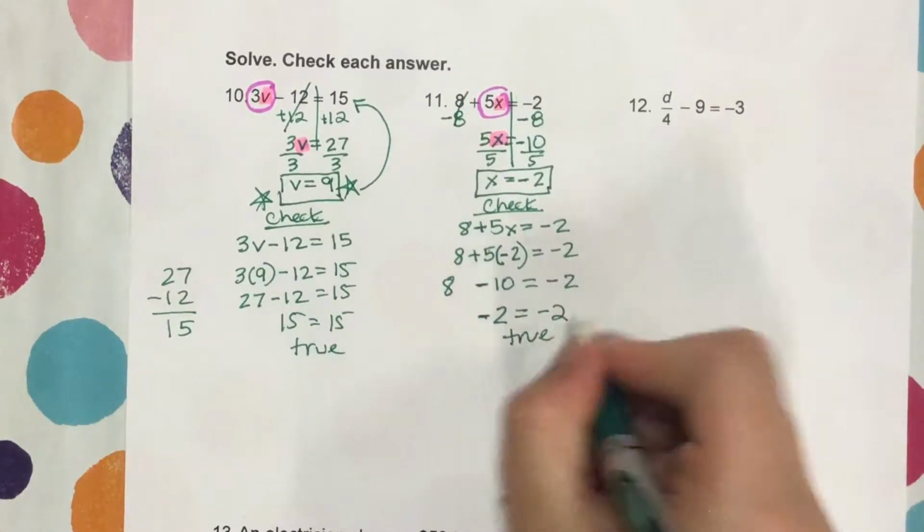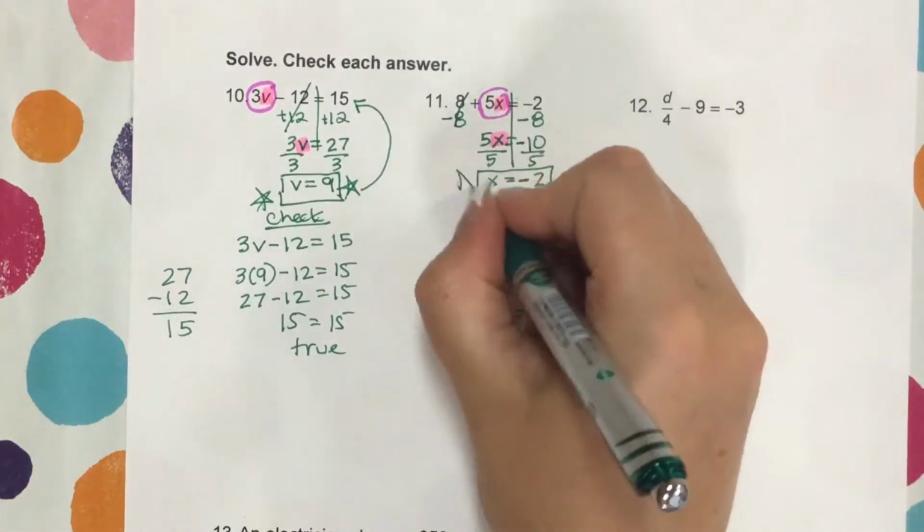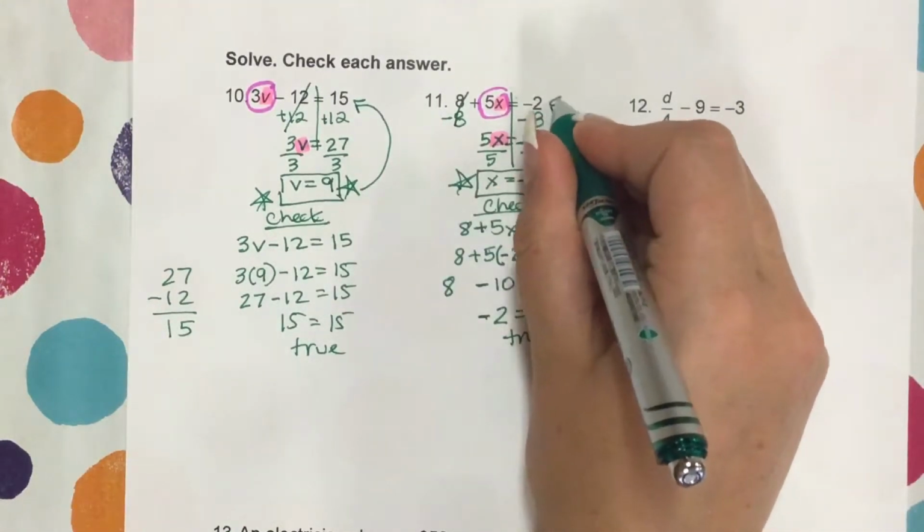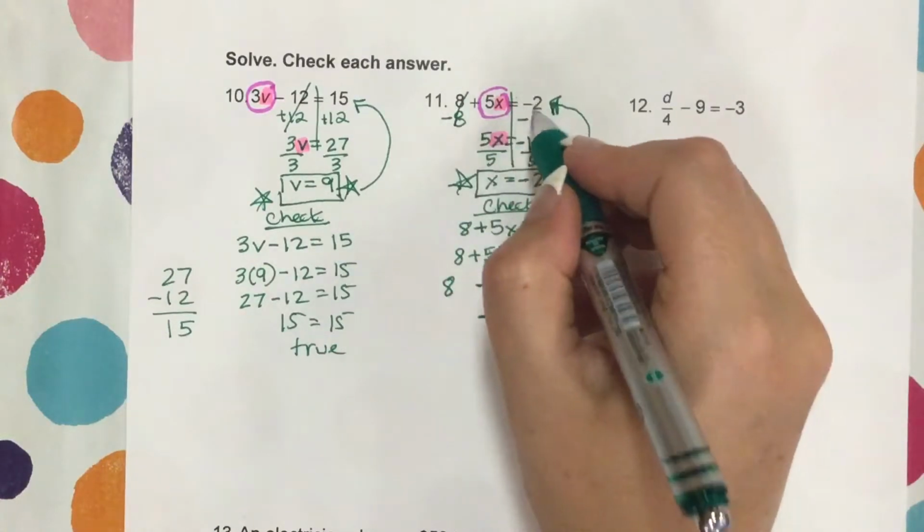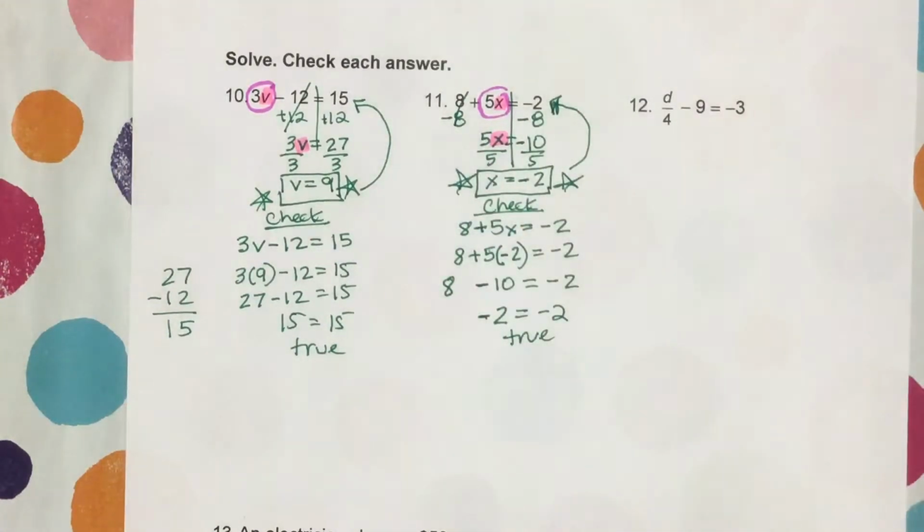So it's a true statement. Woohoo! Okay, that means our answer right here, x equals negative 2, is the solution to the original equation, 8 plus 5x equals negative 2. Cool. All right, on to number 12.